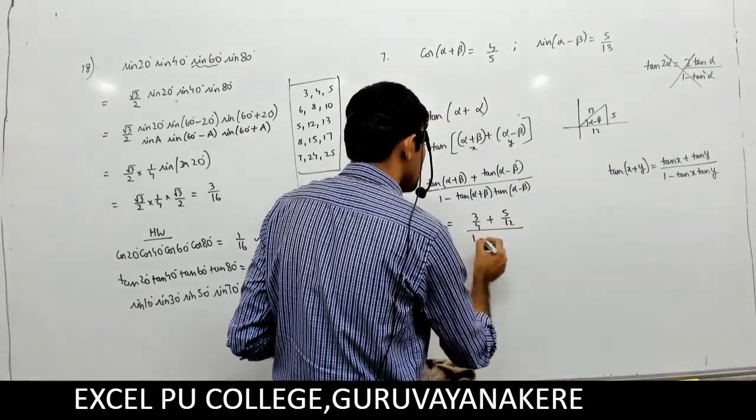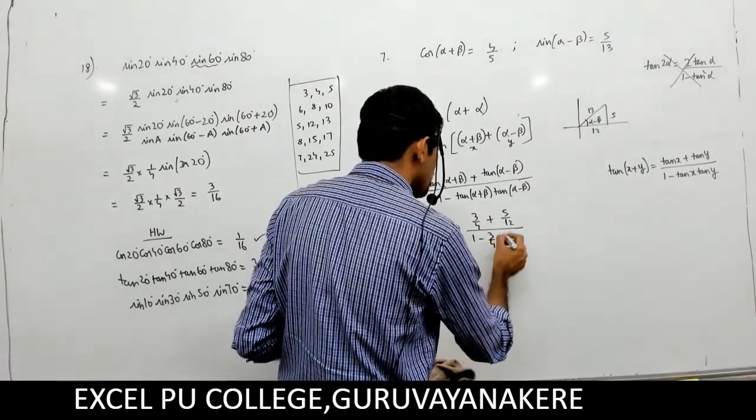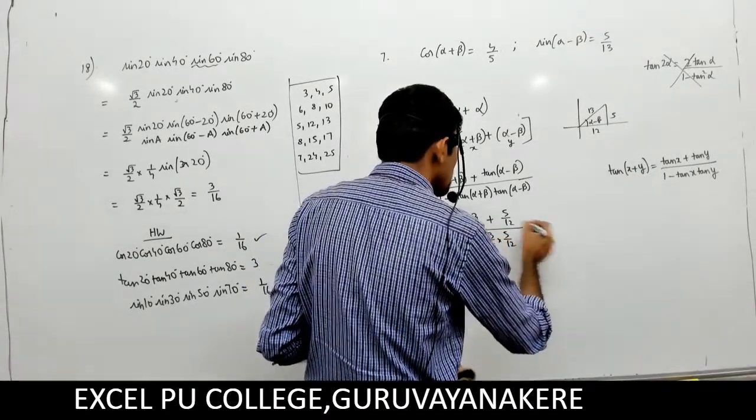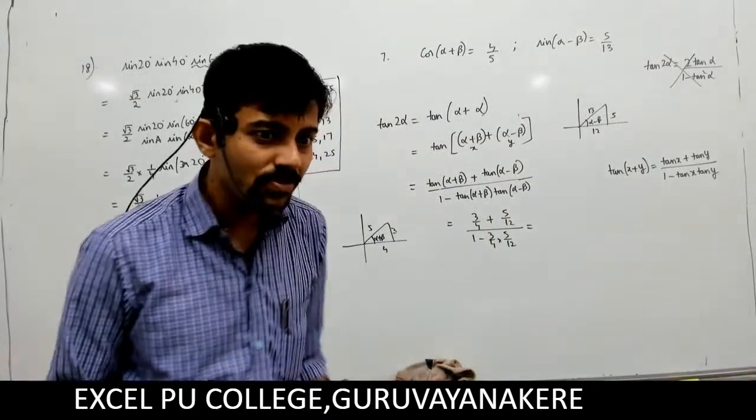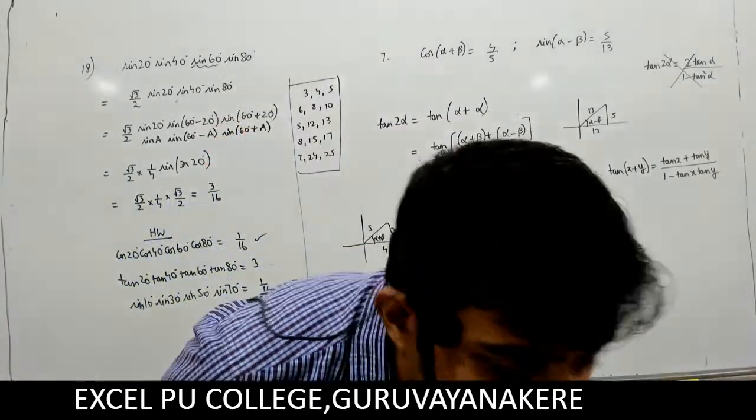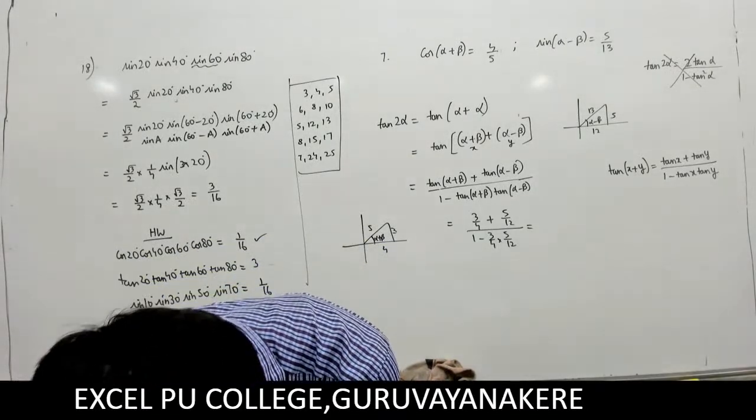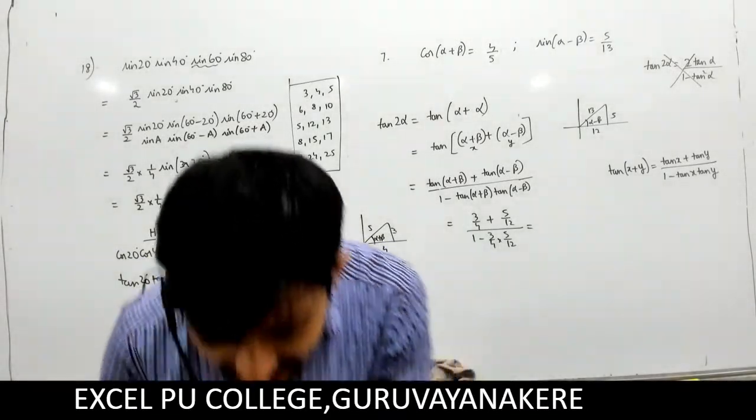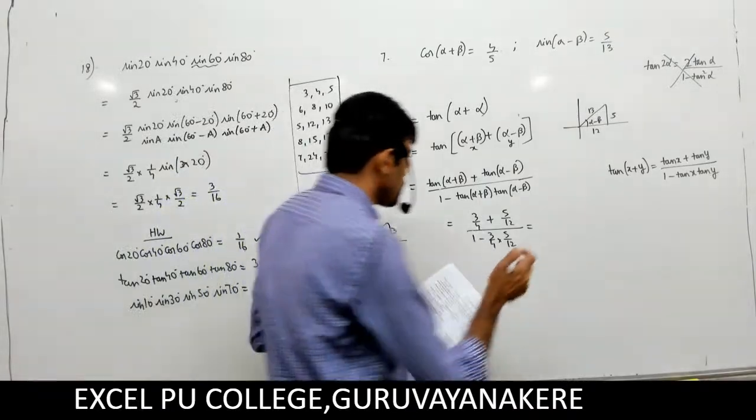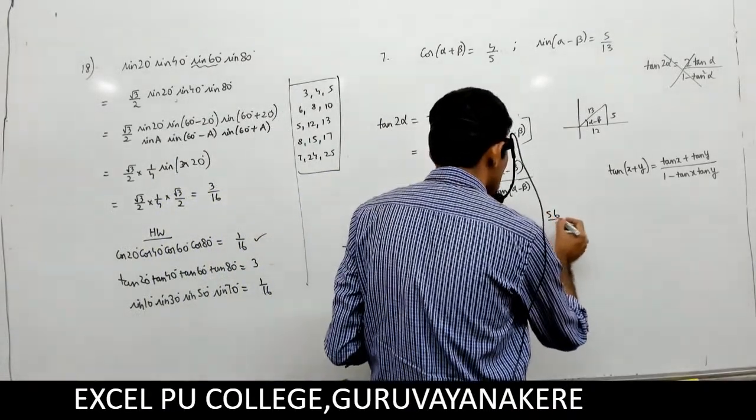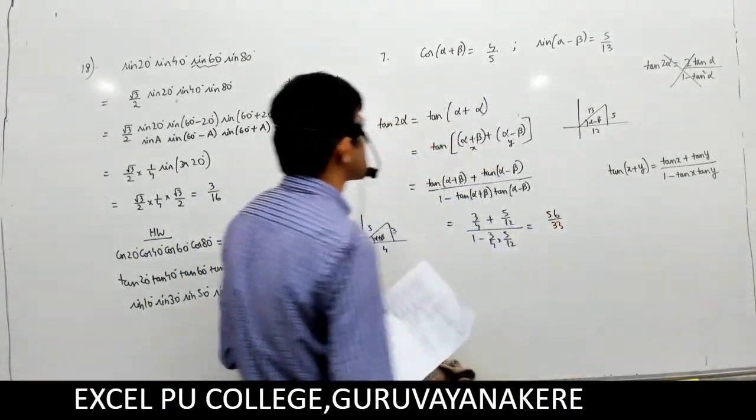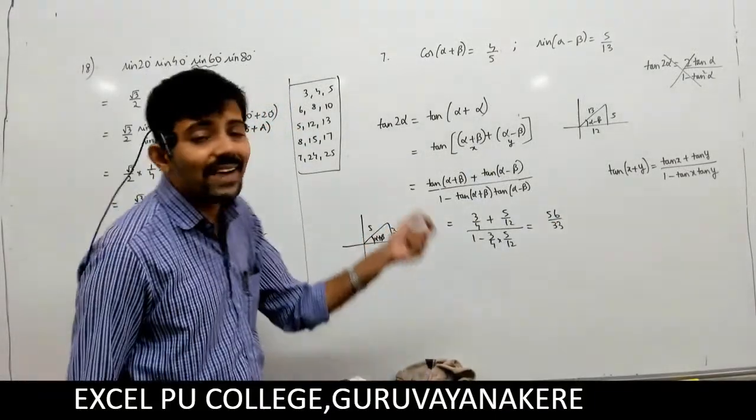Go on, simplify this. 1 minus 3 by 4 into 5 by 12. Take LCM and simplify and get the answer as 56 by 33. Okay. Complete the calculations. You'll get the answer as 56 divided by 33. We can also find the value of tan 2 beta.